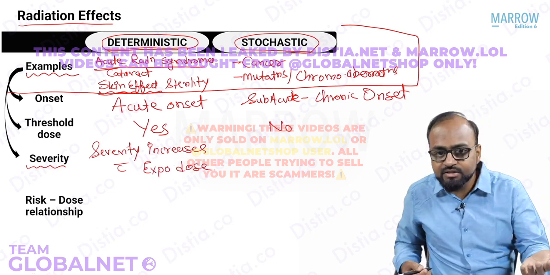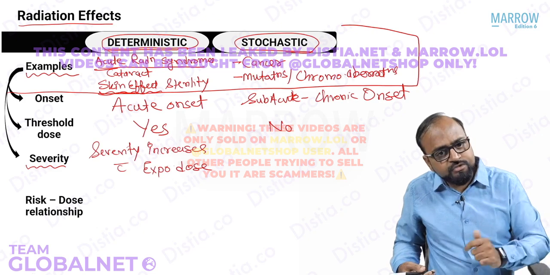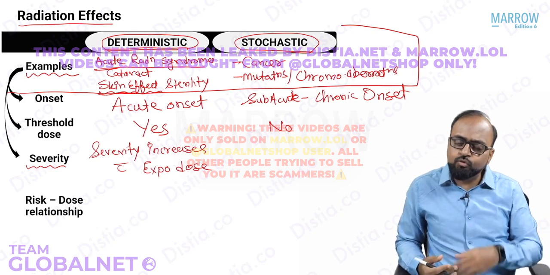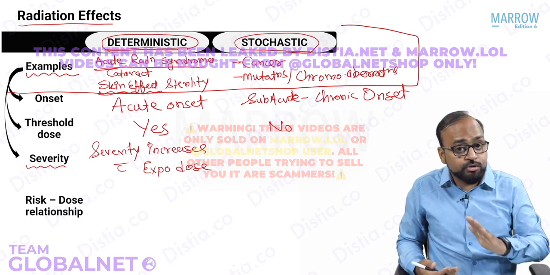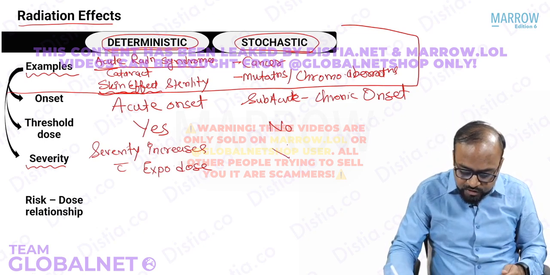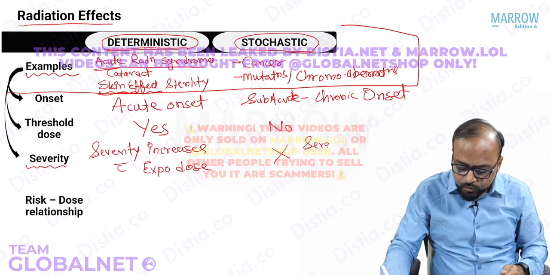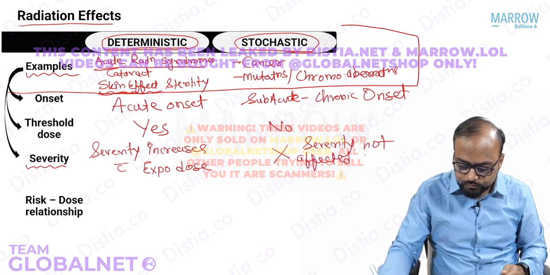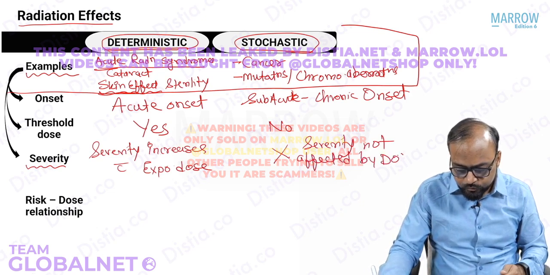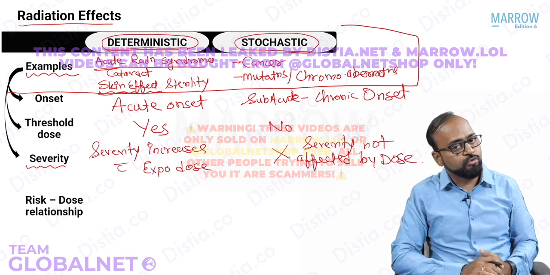Right? Severity increases with exposure, right? Now, can I say this for cancer? Can I say that a person exposed to 400 units will develop a high grade of cancer as compared to a person exposed to 200 units? No. So, severity is not affected by dose. Severity is not affected by dose.